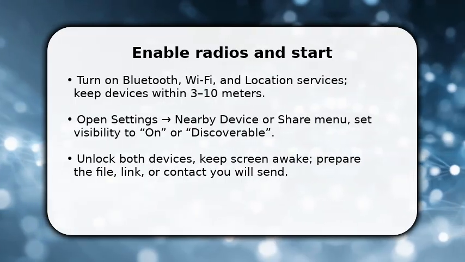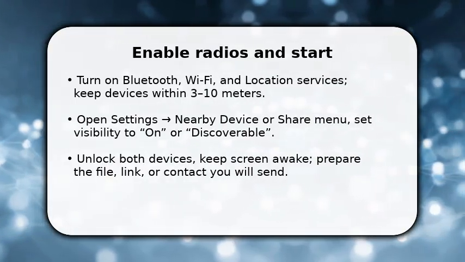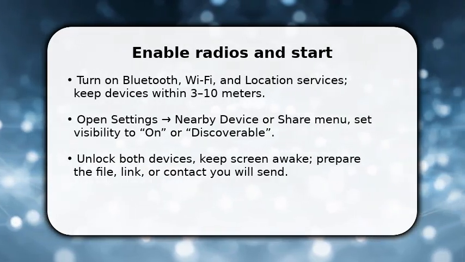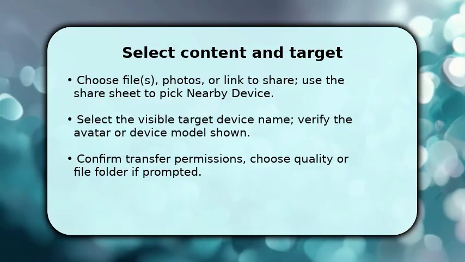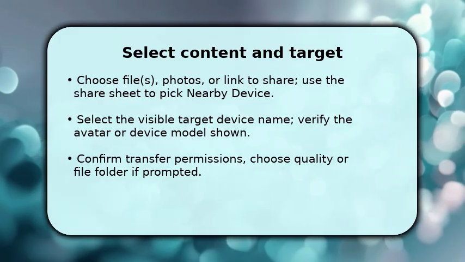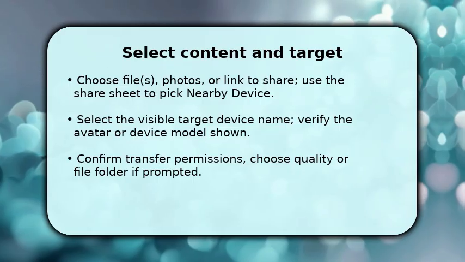You don't need to pair like classic Bluetooth. Instead, you enable discovery. Prepare the specific file, link, or contact to send so the next step is uninterrupted and fast. You now pick exactly what you will send, using the share sheet to select nearby device. Once you tap it, scan the list and select the visible target device.